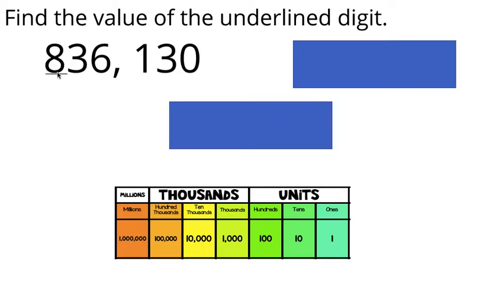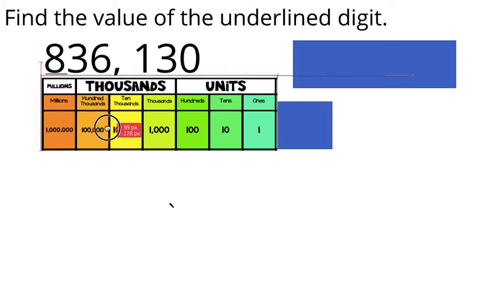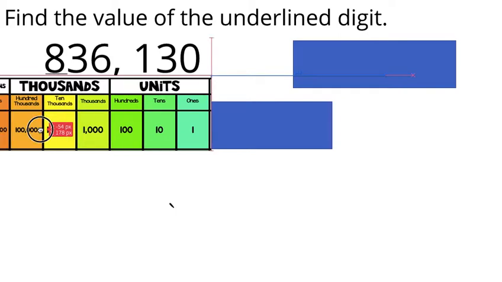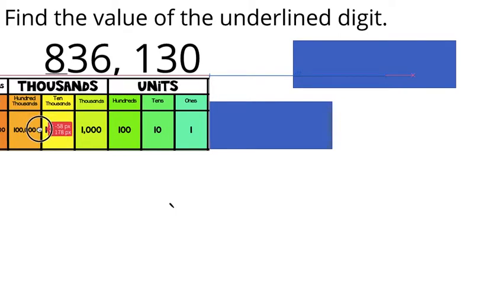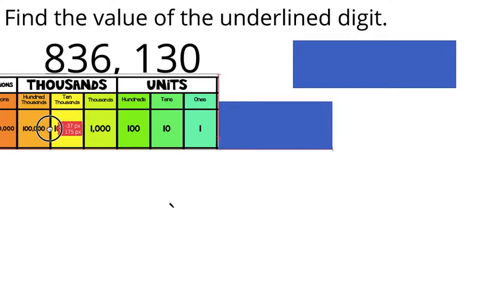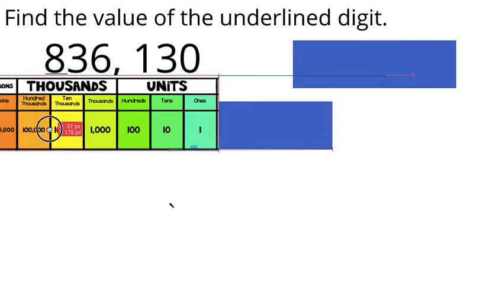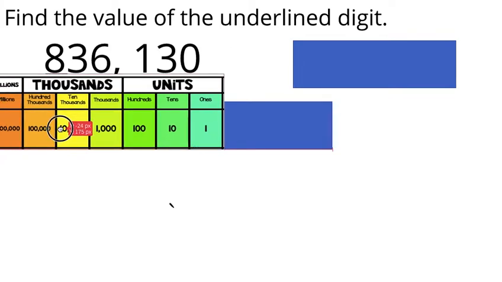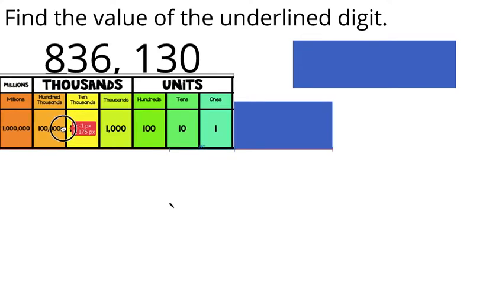So in this number, 836,130, each place value has a digit, and each specific digit has a value. So this number in particular, if I were to move my place value chart up here, I would see that this 0 is in the ones place. So that means that there are 0 ones, so it's worth 0. Then I have this 3 in the tens place. So that means that I have 3 tens in the tens place. So 10 plus 10 plus 10 is 30. 3 tens is 30. Then I have 100, so I have 100.